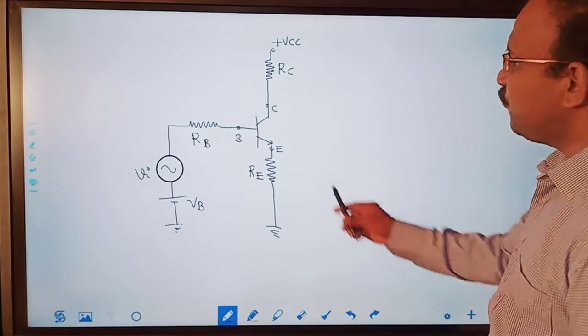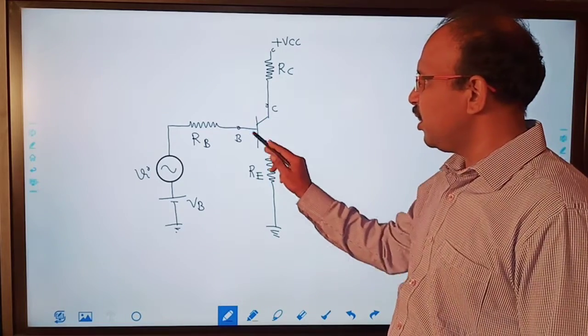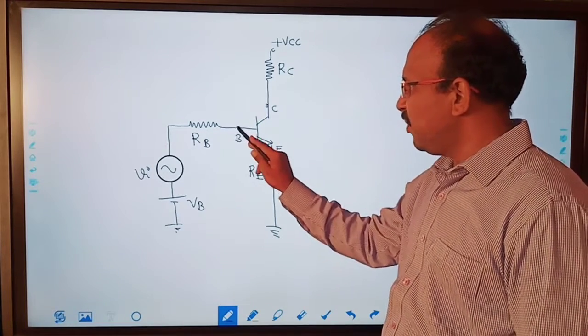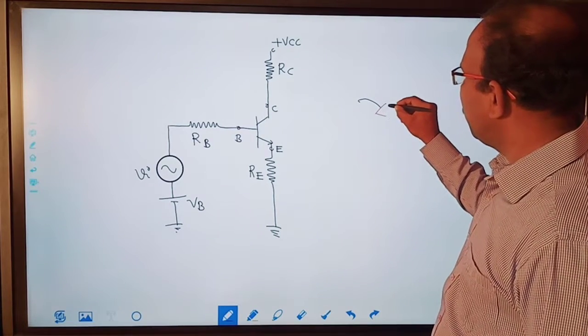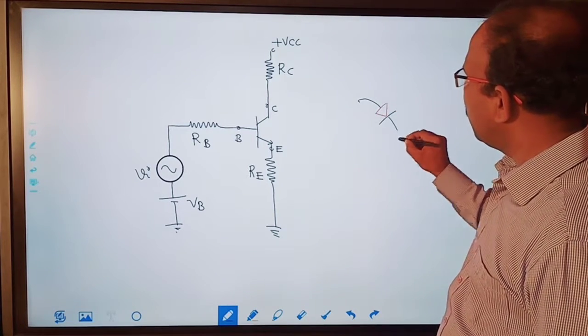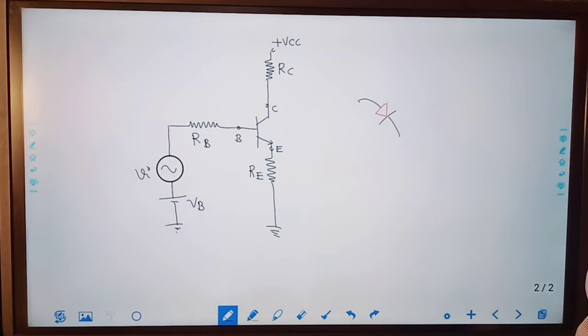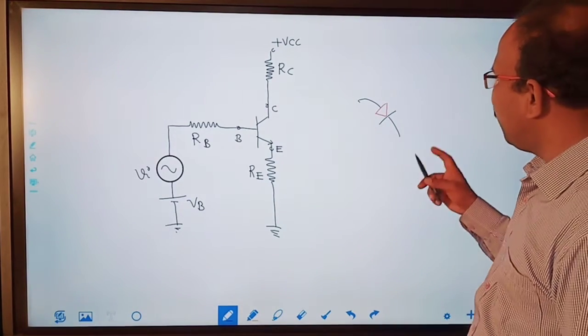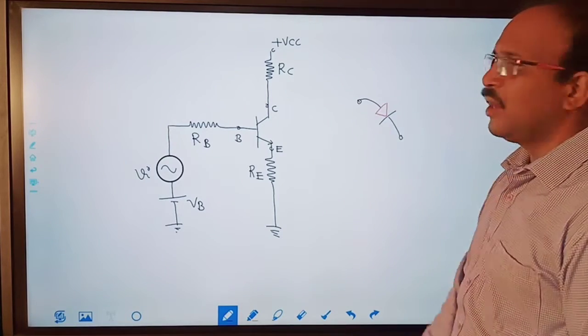Okay, now how will this save the transistor from self-destruction, that is from thermal runaway? So first I want to tell you something about the transistor. You know, this is taking care of the input junction, the base to emitter junction. The base to emitter junction is basically a diode. So you know how a diode will conduct.